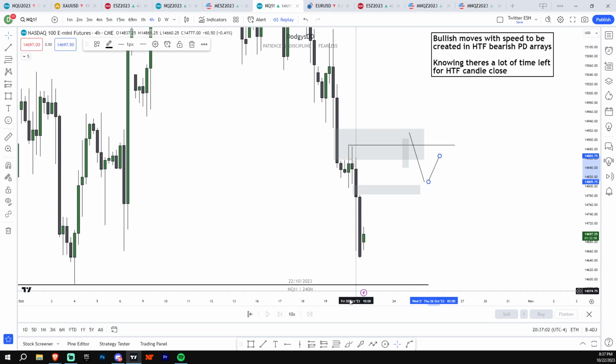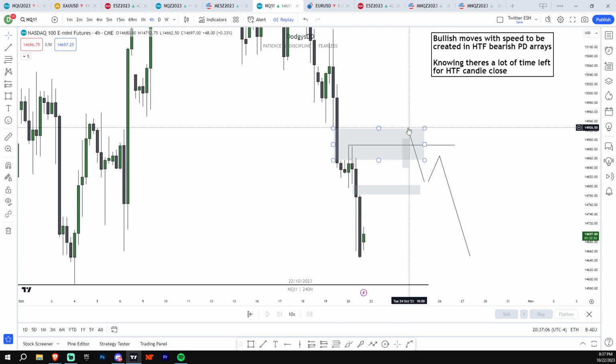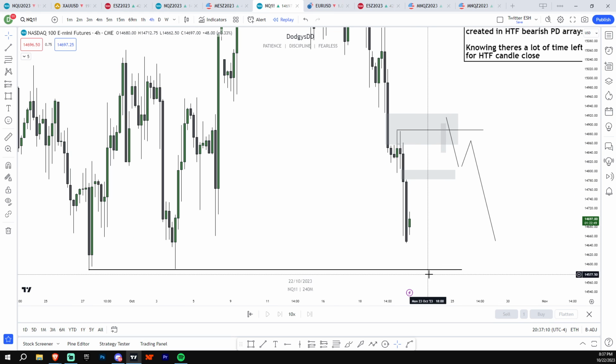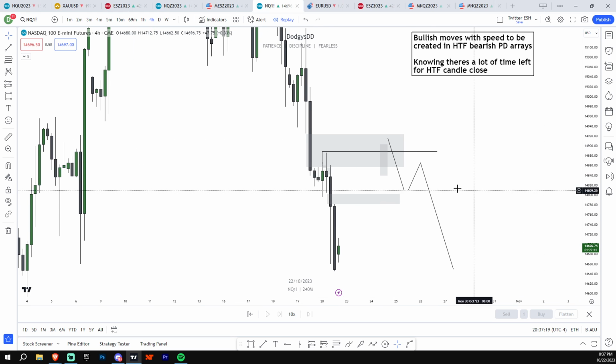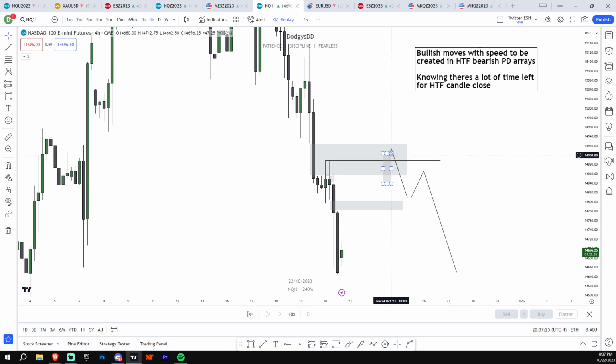And that's when I'll take the short, knowing, okay, this 4-hour candle closes in less than an hour. If the bias truly is bearish to the sell side, which I'm 99% sure it is, then before that 4-hour candle close, this setup should just accelerate us down, because the market's going to want to make that 4-hour bearish candle close look bearish. If the bias truly is bearish, do you really think they're going to have a green candle and close it above, right?